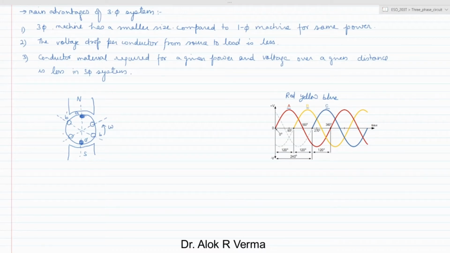and then we have C and C prime, right? So C and C prime. So this is how the phases are being marked.